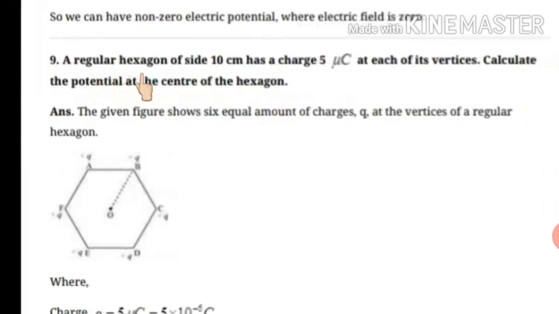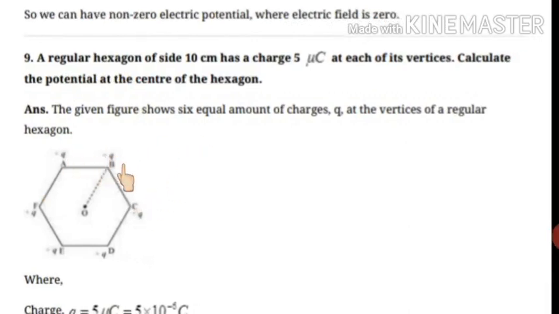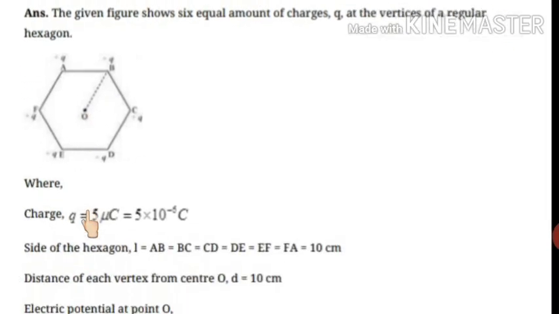A regular hexagon of side 10 centimeter. So this is the hexagon. The measurement of the side is given, 10 centimeter, and it has a charge of 5 microcoulomb at each of its vertices. So at each of its vertices, how much charge is placed? 5 microcoulomb. Calculate the potential at the center of the hexagon. Again, a very easy question. So I think the diagram is clear.